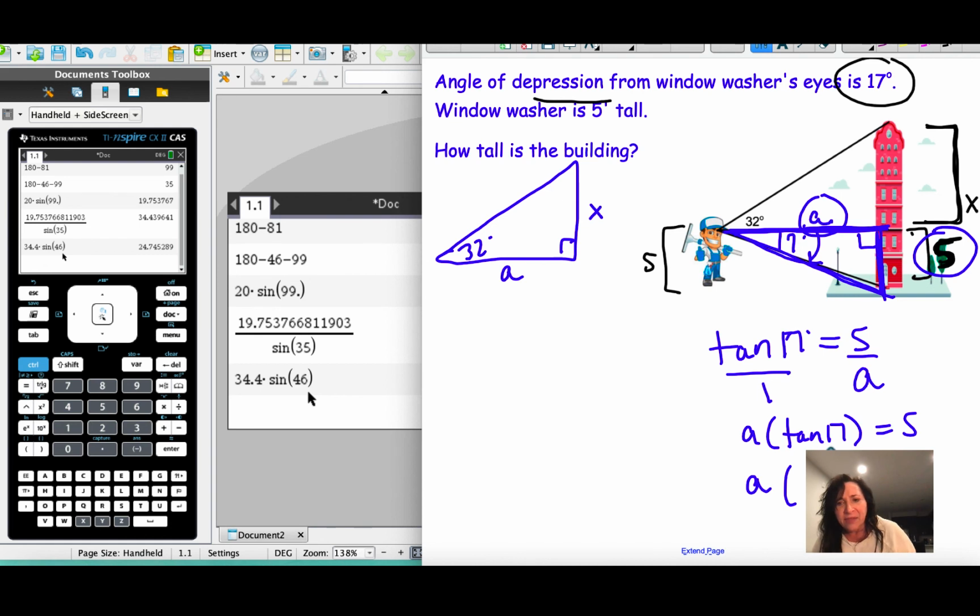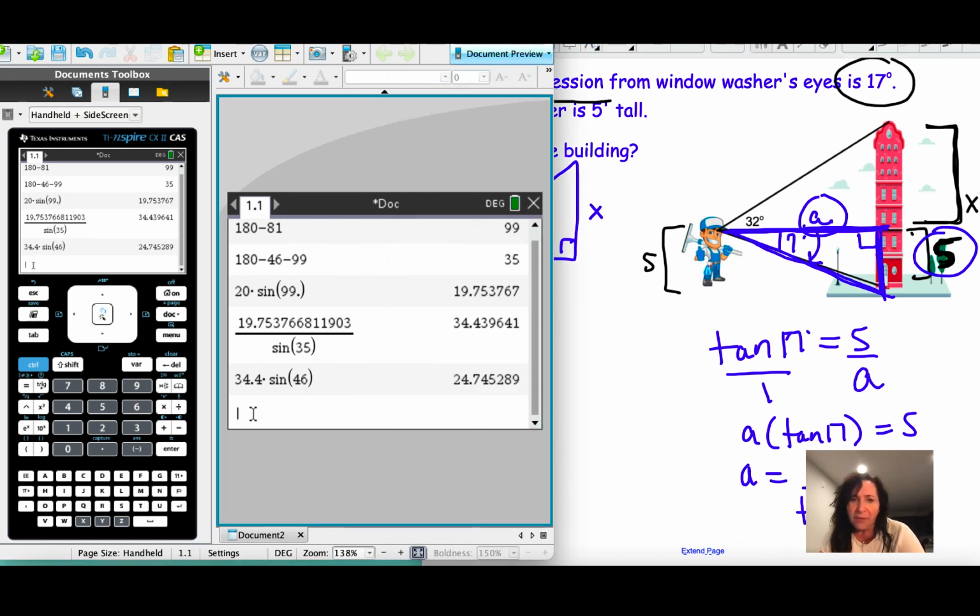So a is equal to 5 divided by tangent of 17 degrees. Make sure you use parentheses. So here we go. On this side, I'm going to go 5 divided by parentheses.